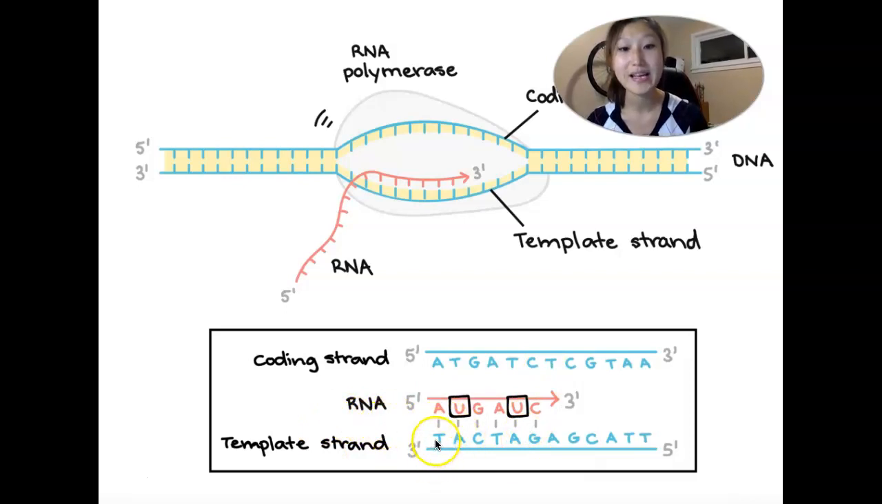So as you can see, this T on the template strand matches with an A on the RNA, and it matches with an A on the DNA, right? This A is an RNA nucleotide, and this A is a DNA nucleotide. They're not exactly the same, but they have the same code. The only thing that's different between the mRNA being produced and the coding strand is the U and the T. Everything else is exactly the same. As you can see, G and G, A and A, C and C over here, and we can keep going, right?